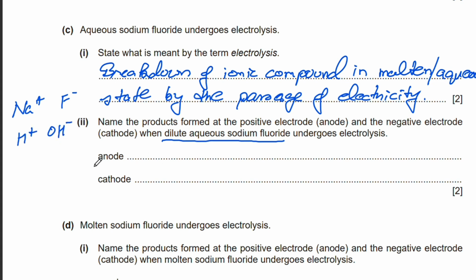So anode. Since it is aqueous, the H+ and OH- ions are more. So OH- ions actually oxidize to form oxygen. So at anode, it's the OH- ions which go to the anode, so here it forms oxygen. Cathode. Now at cathode there are two ions, Na+ and H+. Na is highly reactive, so it will maintain the state of ion, and the H+ ion will undergo reduction. Because it's an H+ ion, it will take one electron to form hydrogen.